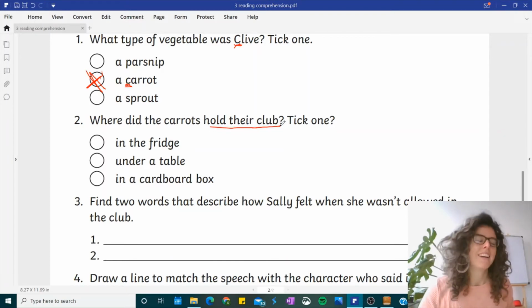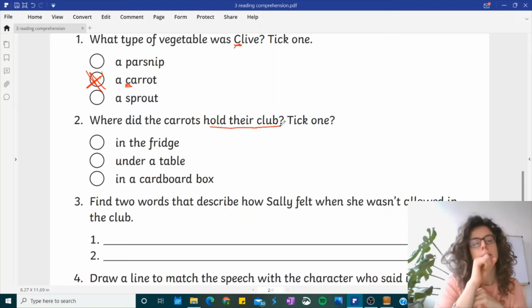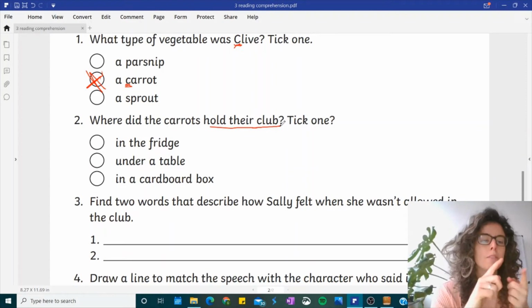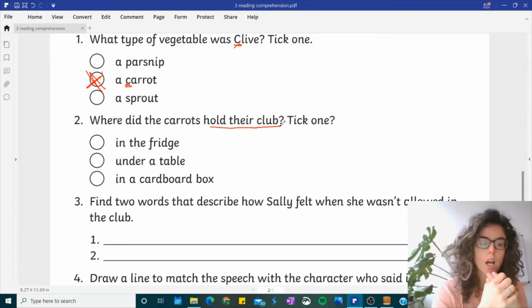To hold something somewhere, for example, I'm holding my party at my house, means where the event is happening. So where is the club of the carrots? Where do they have carrot club? Let's see. In the fridge, under a table, or in a cardboard box?